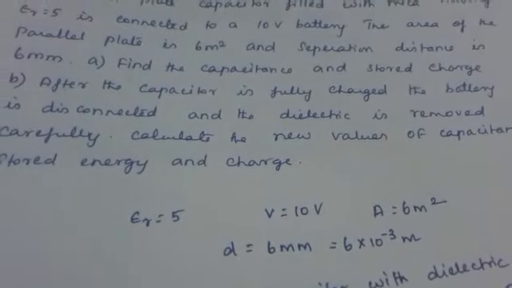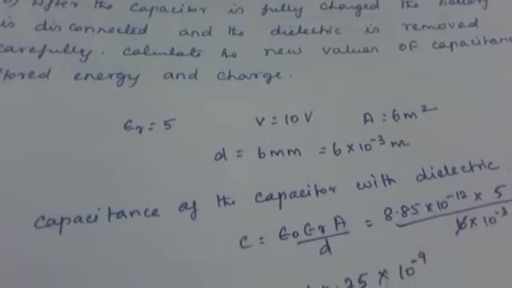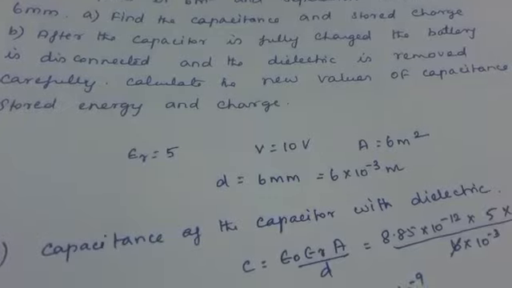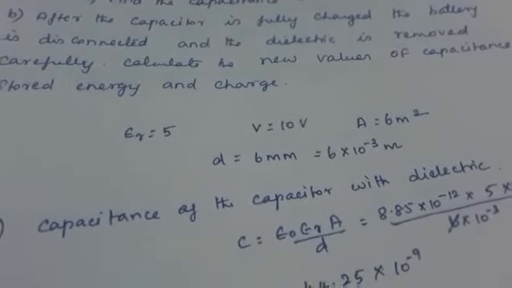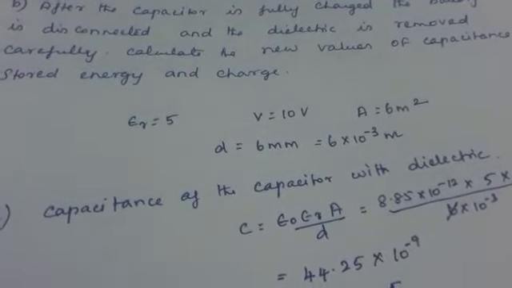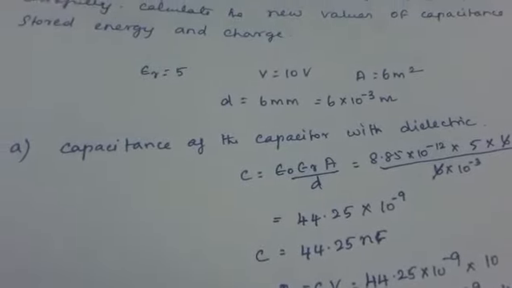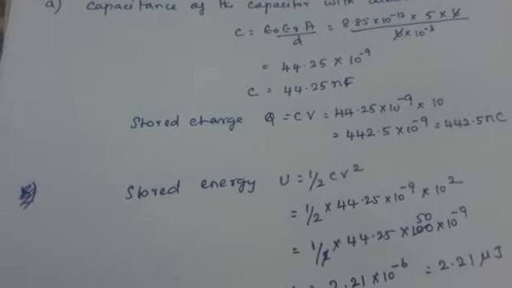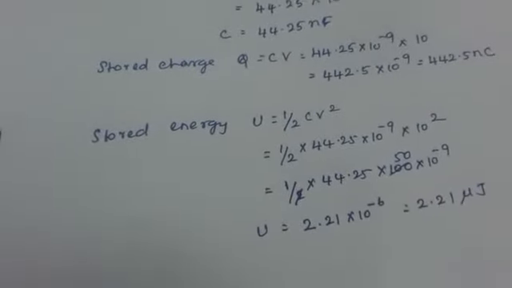The potential difference between the plates will increase. The charge remains the same, so the potential difference increases. As a result, if the potential difference increases, what will happen to the capacitance? The capacitance will decrease, because C is equal to Q by V. The charge remains the same and the potential difference increases, so the capacitance will decrease. Now, according to your problem, you have to find the new capacitance.